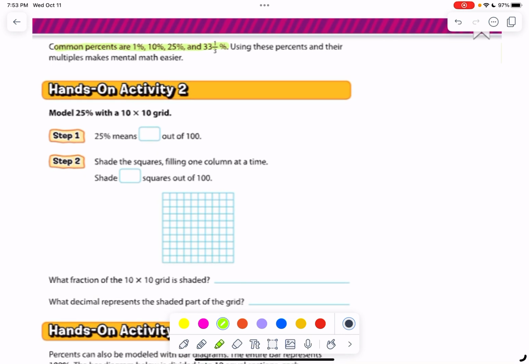Let's model 25%. So 25% means 25 out of the 100. So if we shade 25 out of the 100, 10, 20, 22, 24, 25. It says shade the squares, filling one column at a time. Shade how many? 25 squares, because 25 out of 100 is 25%.